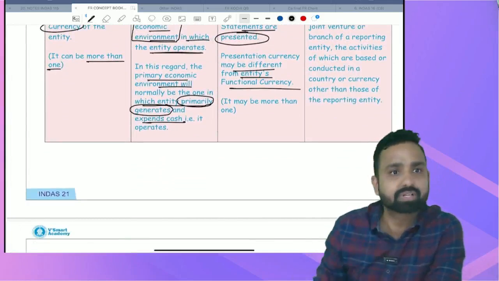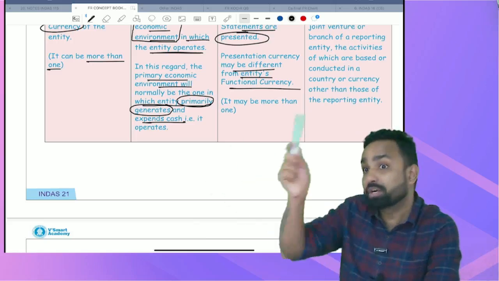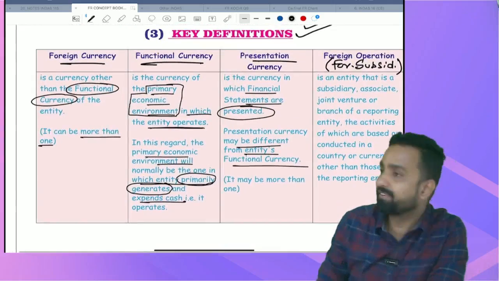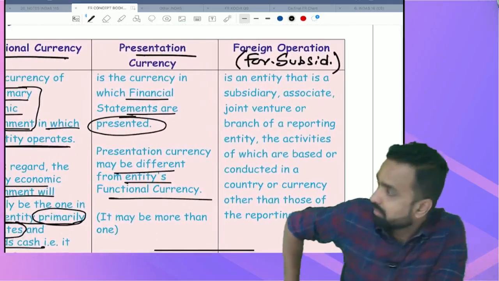Like I present my financial statements in rupee as well as dollar. So dollar is my presentation currency, but dollar is not my functional currency. It may be different from functional currency. Okay. So these are the three definitions. Have you understood or not? What is foreign operation? Please read.